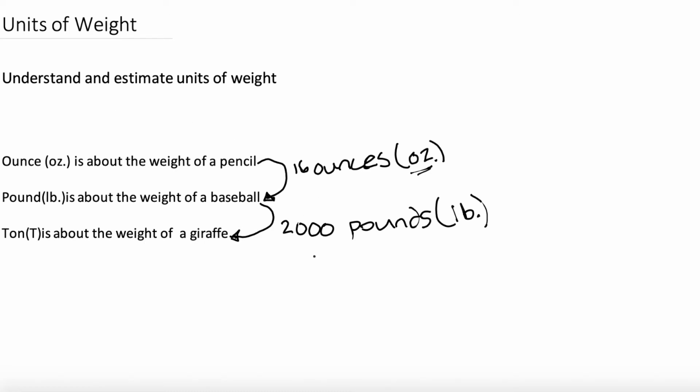And 2,000 pounds, oh yeah, sorry. The abbreviation for pound is LB. It's weird for pound, but that's just the way it is. And so 2,000 pounds, LB, is a ton. You know how people say, oh, that's a ton. Yeah, this is where it actually came from. A ton is 2,000 pounds, and it's about the weight of a giraffe. So you've probably never held a giraffe, but hopefully you get the perspective.